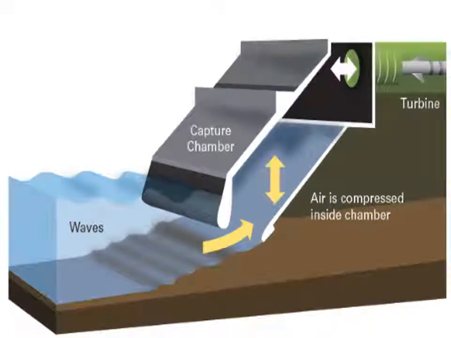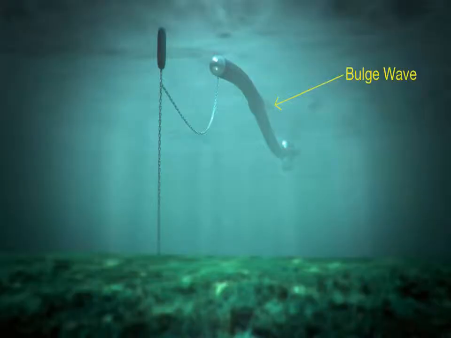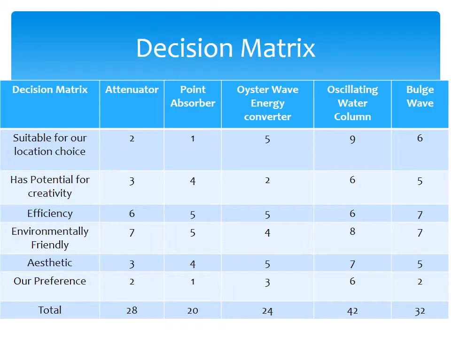air. The bulge wave device is a rubber tube filled with water that is moored to the seabed. Water enters through one end, creating a bulge of pressure. The wave carries it down the device, where it builds up energy that can be transferred in a small turbine.